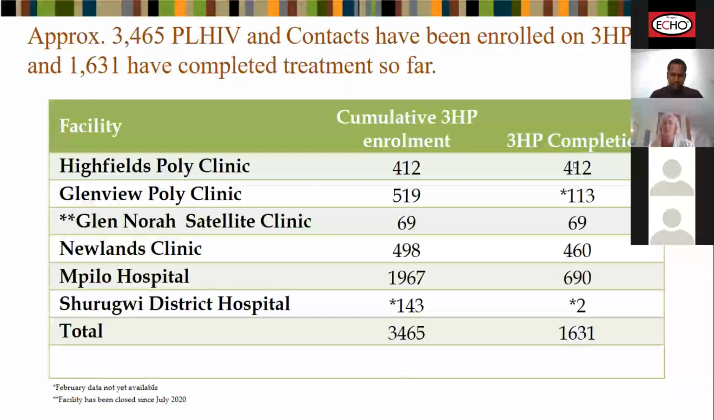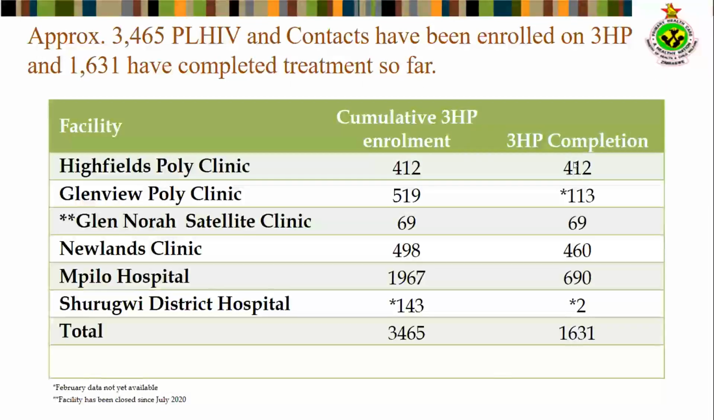We are still collecting data for facilities like Shurugwi Hospital, and Glenora Satellite. But Glenora Satellite currently, the facility has been closed, so that's why we also have a smaller number of people who have been enrolled in 3HP.